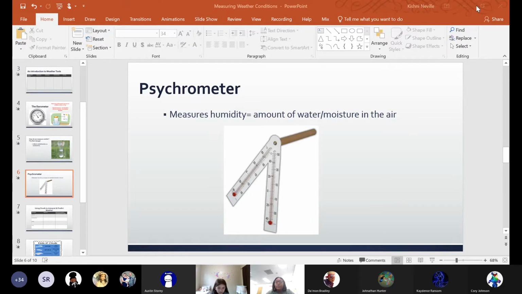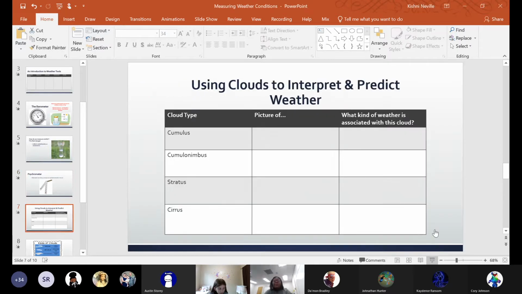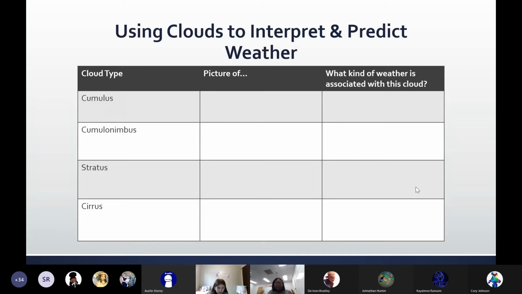Thank you. Okay, so as we continue our discussion today, we've got to start talking about clouds. Clouds are another indicator that show us what's happening in our weather. Scientists use different types of clouds to tell them two things. One, what kind of weather is coming? And two, what kind of weather are we currently experiencing? So I want you to take some time to draw this chart in your notes.